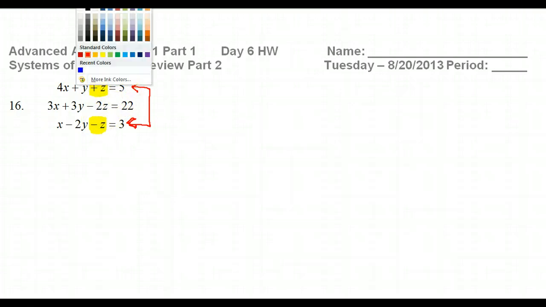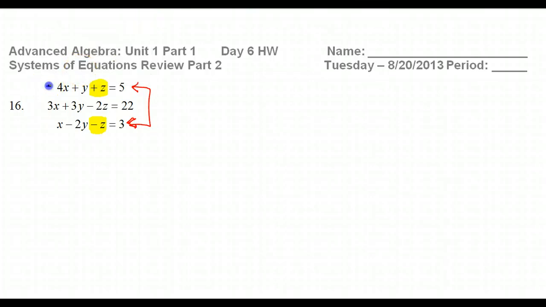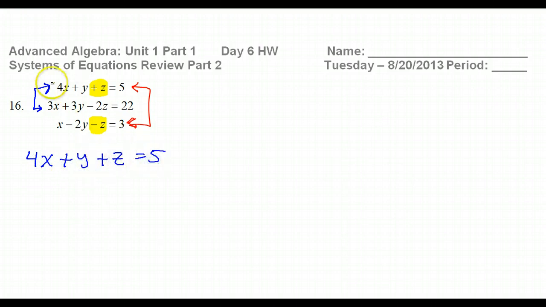And the other two don't really matter. So I'll just pick the top two. So these will be my blue equations, and then these will be my red equations. Okay, so here are my blue equations recopied. So I have 4x plus y plus z is equal to 5, top, and I have 3x plus 3y minus 2z is equal to 22.